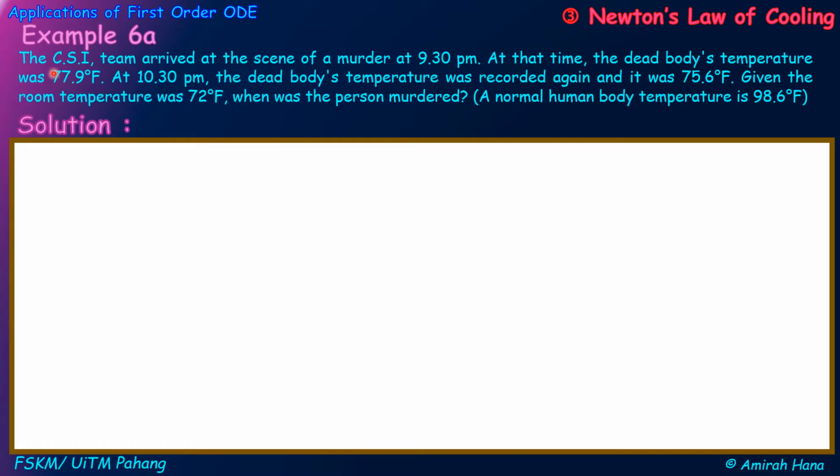Hi everyone, in this video we are going to discuss example 6 under Newton's law of cooling in investigation. The question is: the CSI team arrived at the scene of a murder at 9:30 p.m. At that time, the dead body's temperature was 77.9 degrees Fahrenheit. At 10:30 p.m., the body's temperature was recorded again, and it was 75.6 degrees Fahrenheit. Given the room temperature was 72 degrees Fahrenheit, when was the person murdered? A normal human body temperature is 98.6 degrees Fahrenheit.